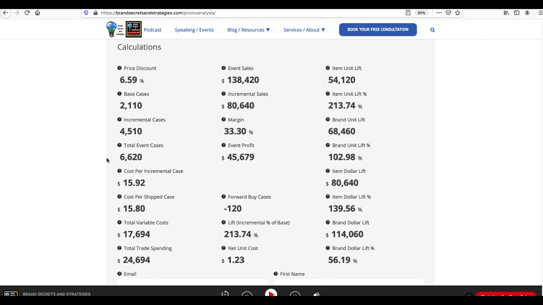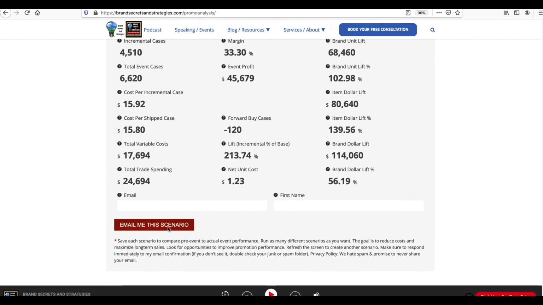Now, the best part about this is the part I'm most excited about. After you play around with it for a bit and you really get comfortable with it, you can actually email this to yourself. Put in your email address and your name and hit the scenario. Now, I'll tell you, it doesn't show up in your mailbox immediately, but it does come. And once you get this, hang on to it. Then you've got your scenario that you're planning.